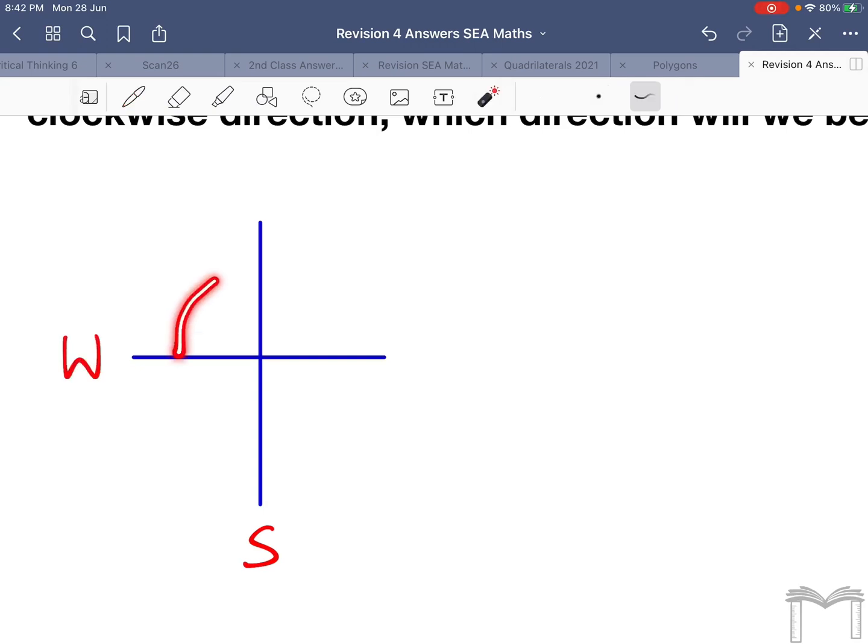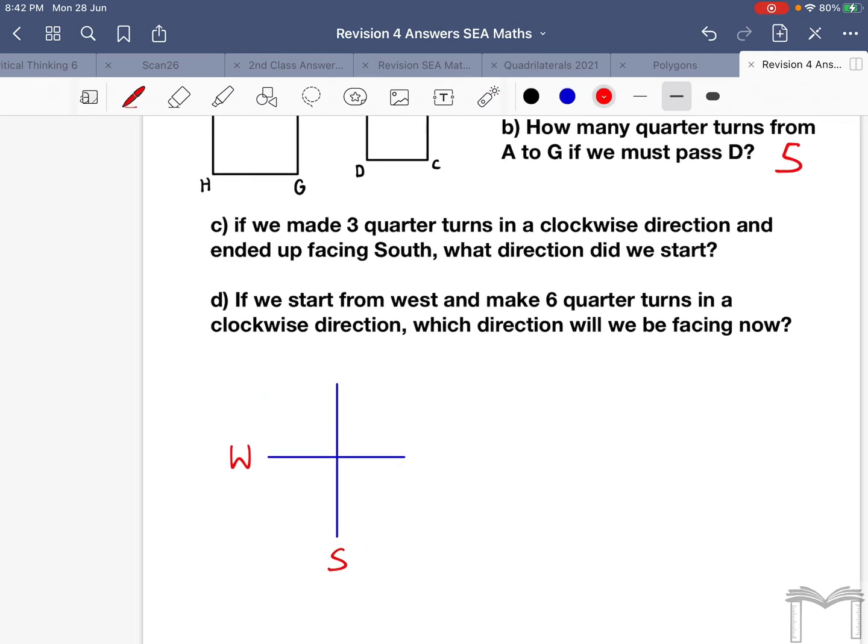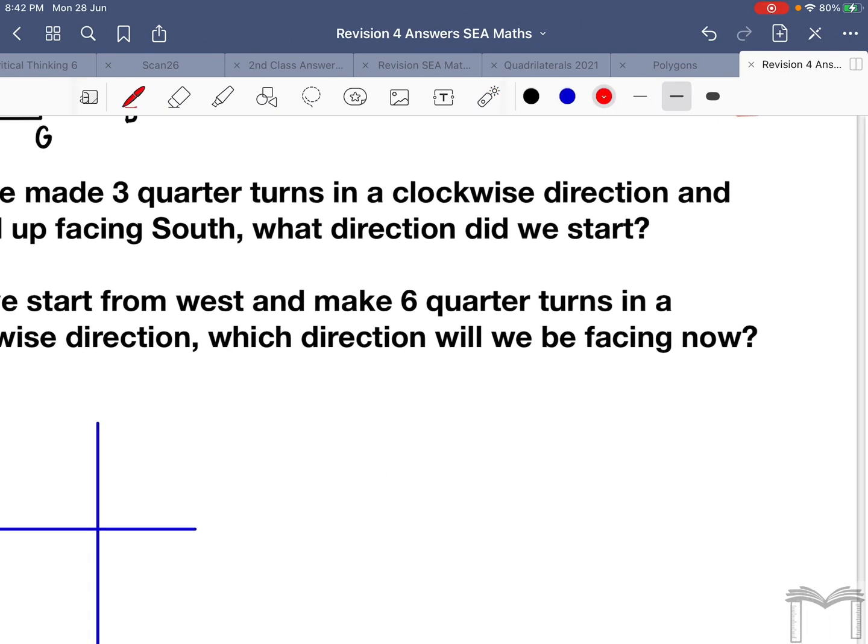So that's 1 quarter turn, 2 quarter turns, 3 quarter turns. So the answer is west.